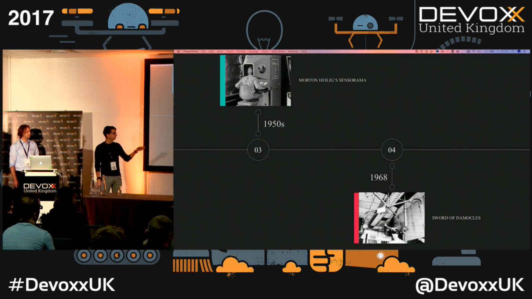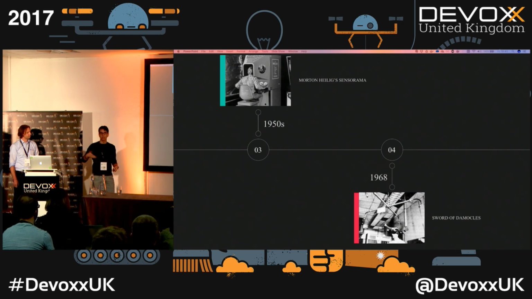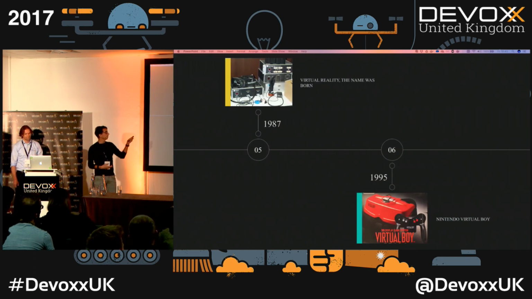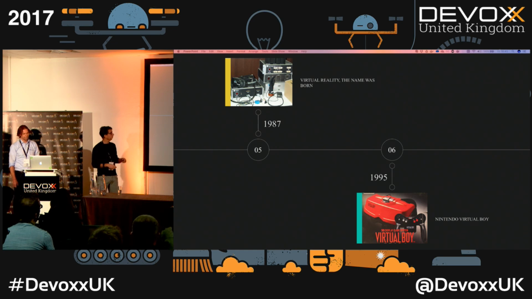So what the thing did, it was huge. It needed like two trucks to completely move the whole machine. But it actually showed primitives, cubes, and triangles in front of the eyes of the user. Pretty much what the HoloLens can do nowadays and what augmented reality does. In 1987, the term virtual reality was born.